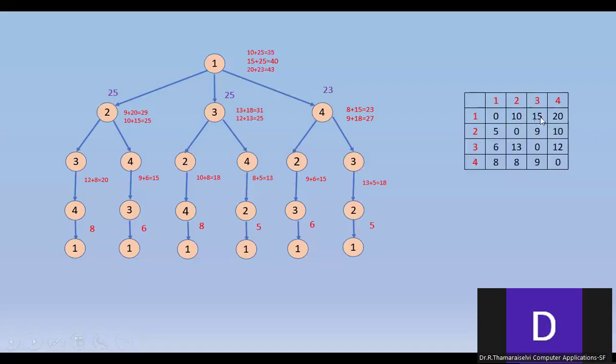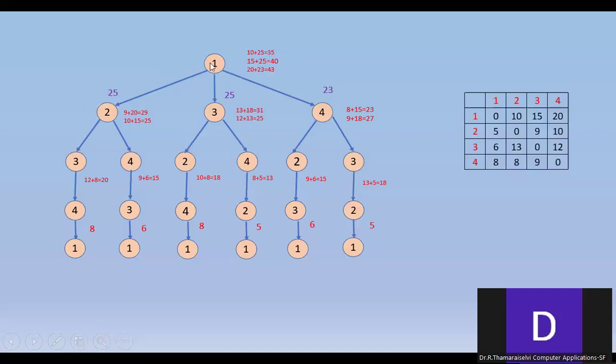And again 1 to 3, 15. 15 plus 25, 40. Then 1 to 4, 20. 20 plus 23, 43. So out of these, which one is minimal? This is the minimum. Which one? 35. So 1 to 2, 10.